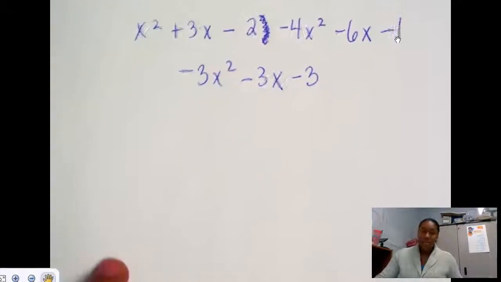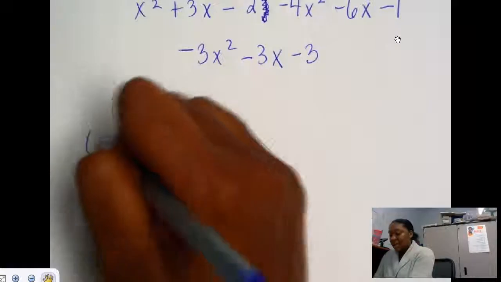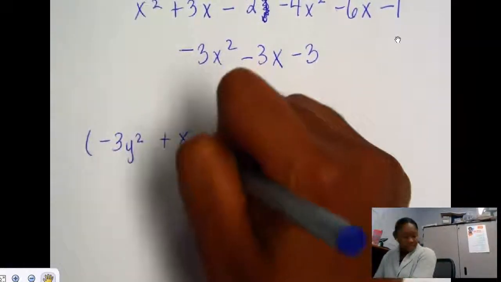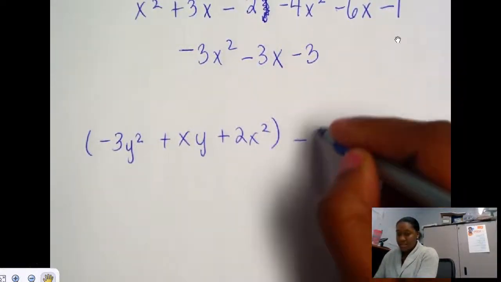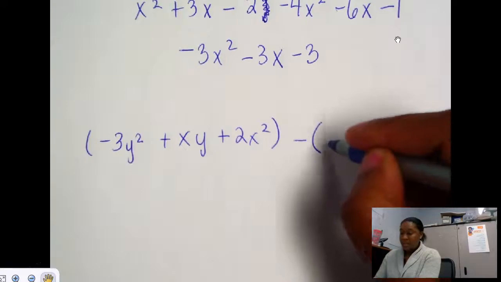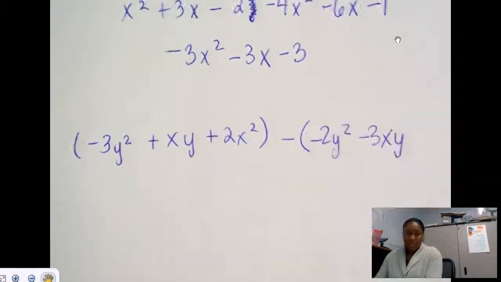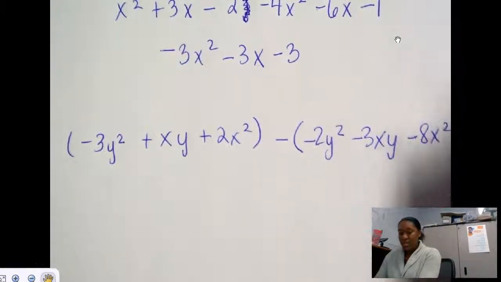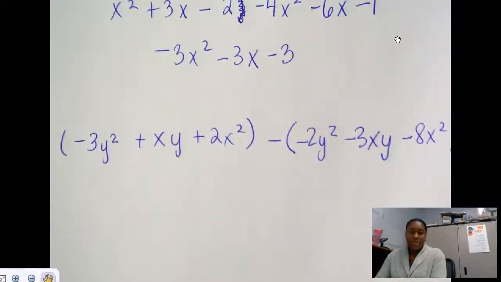This is skill practice number 9 at the bottom of page 283. I'm moving kind of quick here. Plus xy, 2x squared, minus, and then we have a negative 2y squared. Let me run out of paper or off the edge. Hopefully we can squeeze this in. Okay, so that's the end of this problem.